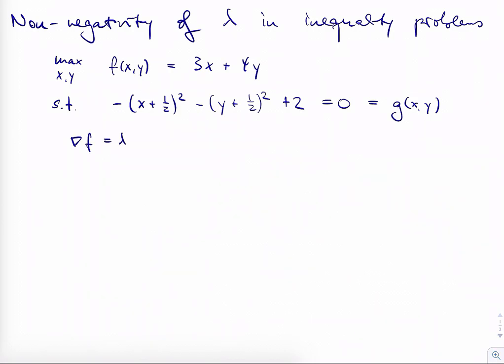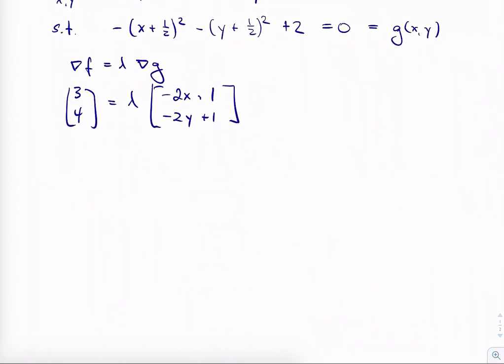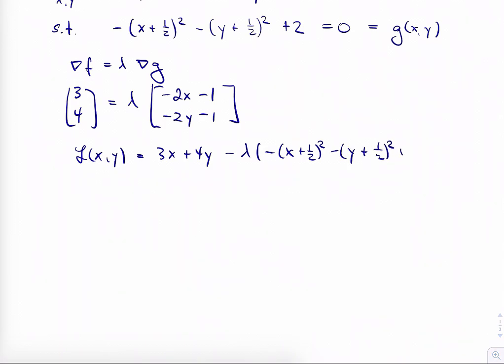So we proceed as usual. Again, the statement of the Lagrange multiplier theorem is that the gradient of f is given as a multiple of the gradient of g. The gradient of f here, of course, is 3 and 4, and the gradient of g is minus 2x minus 1 with respect to x, and minus 2y minus 1 with respect to y. The Lagrange auxiliary function is given by the objective function 3x plus 4y minus lambda times the constraint minus (x plus 1/2) squared minus (y plus 1/2) squared plus 2.